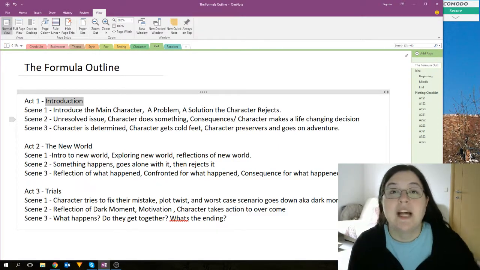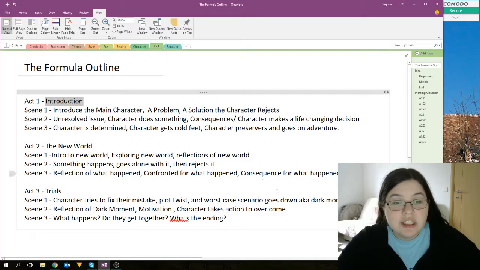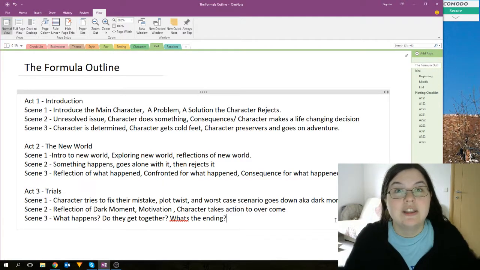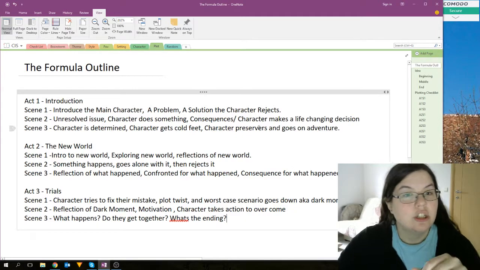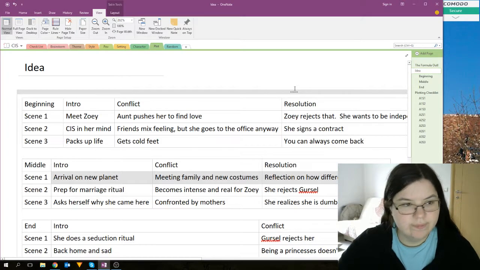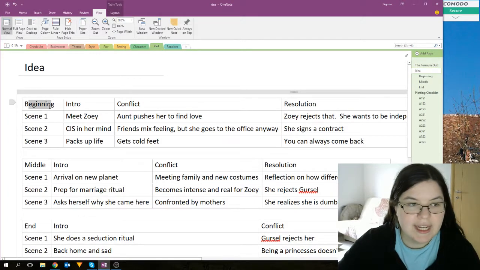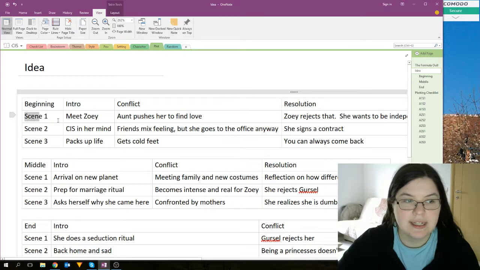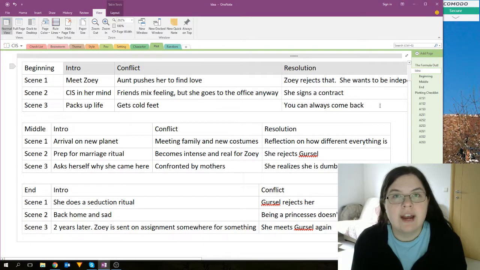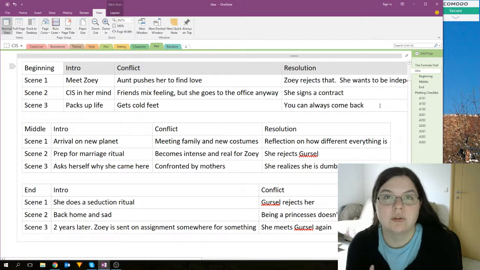And this is the formula I follow. If you want, you can use it. If you don't want to use it, great. However, this is a formula that many books and many movies follow. It seems to work. That's why I like it. So I then take this, and this is the idea. And as you can see, I have my beginning, my middle, and my end. Scene 1, Scene 2, Scene 3, and then the intro, the conflict, and the resolution. And I just figure out where my story is going to go.